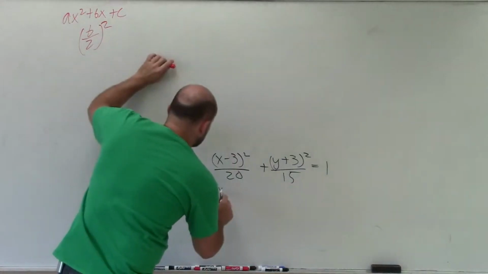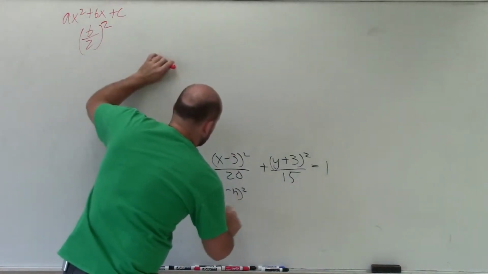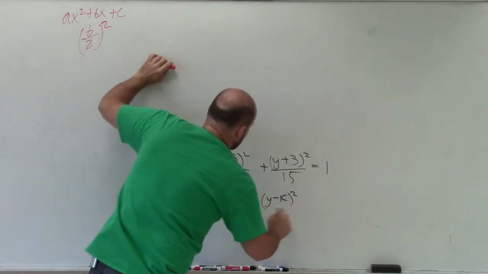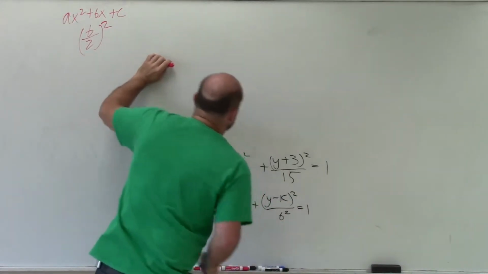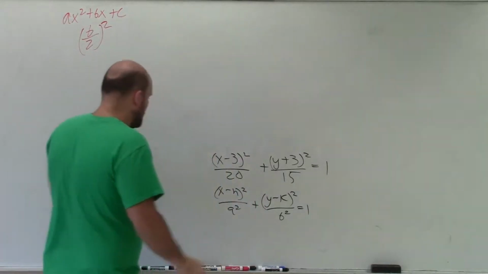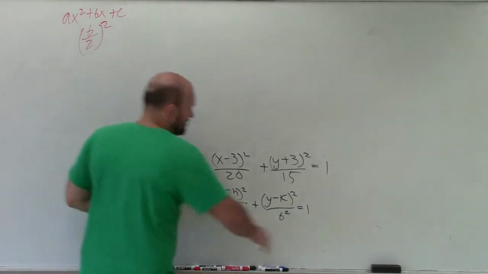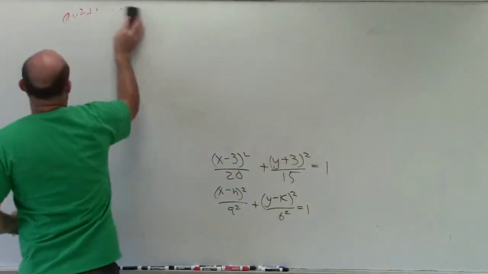So the general equation is x minus h squared over a squared plus y minus k squared over b squared equals 1. Perfect. Okay. So now to graph this, let's just start writing down what we need to know and then how to graph.